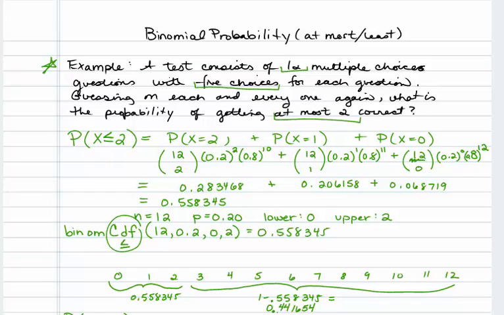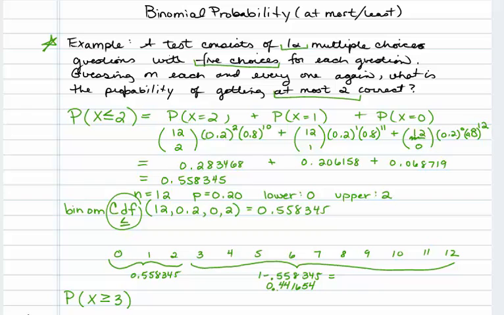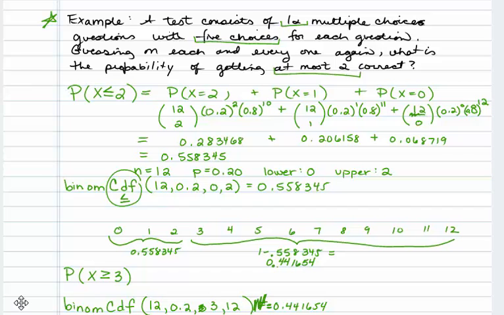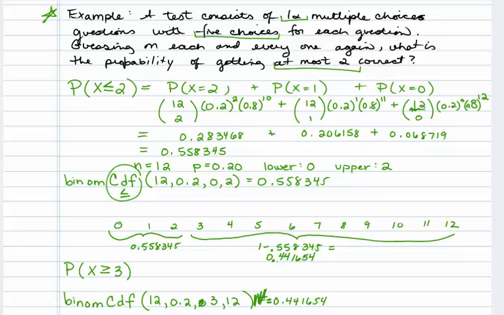Let's try another problem. Let's try doing 3 or more correct. In 3 or more, you can tell what the number ends up equaling, 0.441654. And if you were to do it in a calculator, you'd have to do binomial CDF, and it's the same thing, 12 numbers, 0.2 for a probability, but we want to go from 3 to 12 and include all of them.